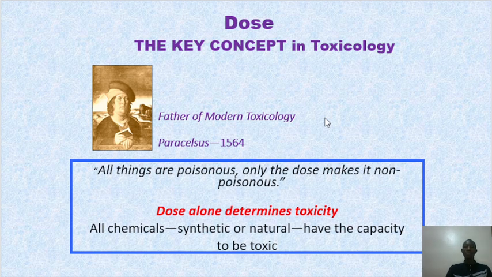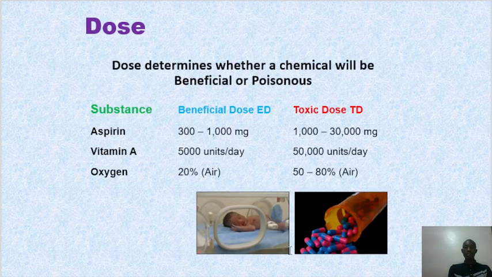For example, aspirin, if you take two tablets, it will be beneficial. Even if you take more than 100, it will now be lethal. So all chemicals, synthetic or natural ones, have a capacity to be toxic. If you take a higher dose, then it will be toxic. And by that, you will have those effects caused by those drugs. So the dose determines whether a chemical will be beneficial or poisonous, meaning it will cause toxic effects or even lethal.